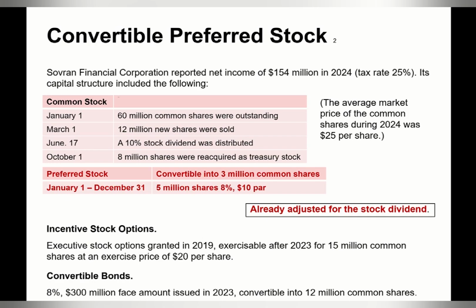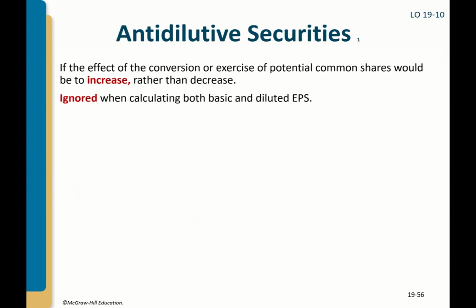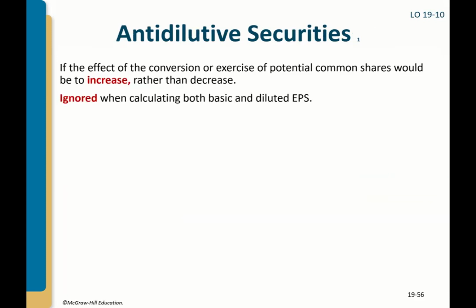We assume this company has preferred stock convertible into 3 million common shares. So what we do is add back or eliminate the preferred dividends paid. But for the denominator, we increase by 3 million outstanding common shares. So the diluted earnings per share for the convertible preferred stock is 1.85, which is less than the basic earnings per share.